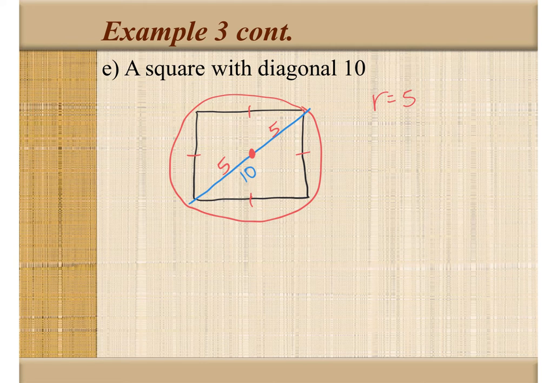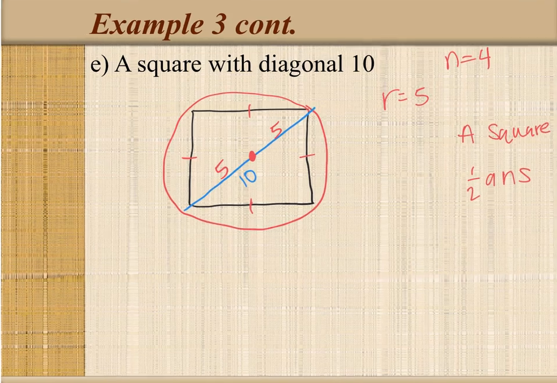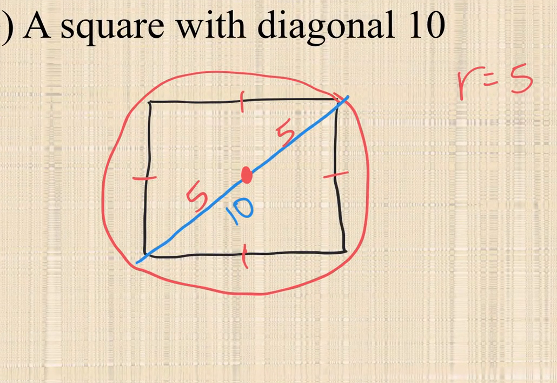What could we do? Because remember, in order to find the area of the square, we need 1/2 times the apothem times the number of sides and the side length. We don't know what the apothem is and we don't know the side length, okay? So what could we do to figure them out? We know the number of sides: how many sides does a square have? 4. N equals 4. So what do you think we should do here?